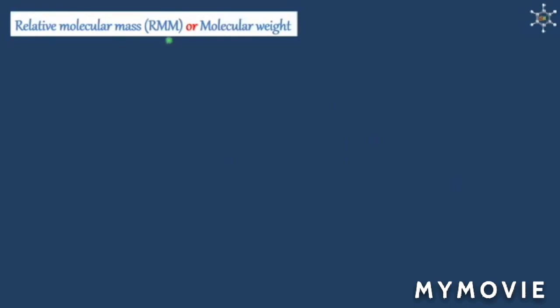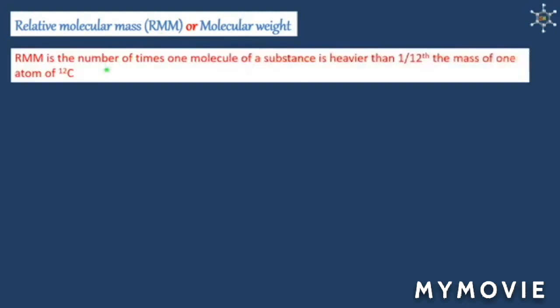Relative molecular mass or molecular weight. Abbreviation for this is RMM. Relative molecular mass is the number of times one molecule of a substance is heavier than 1/12 the mass of one atom of carbon-12. Relative molecular mass can be calculated just by summing up the relative atomic mass of constituent atoms.